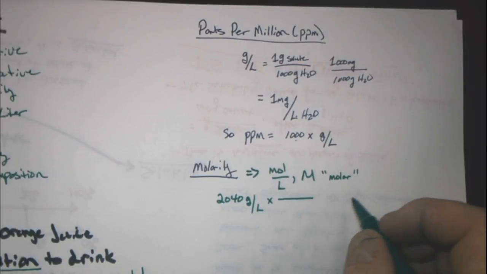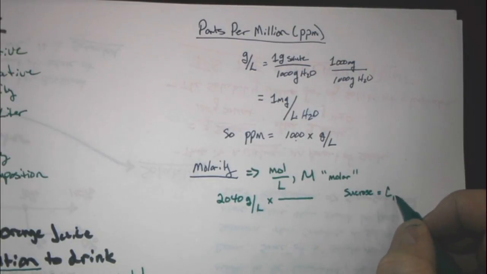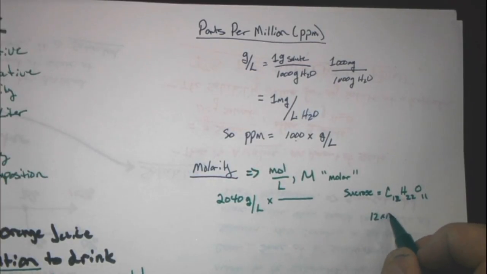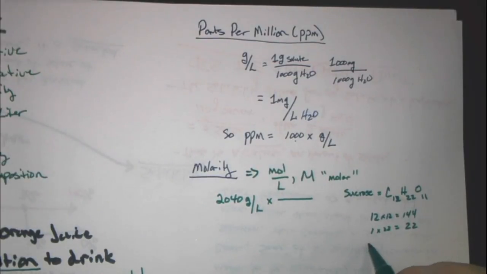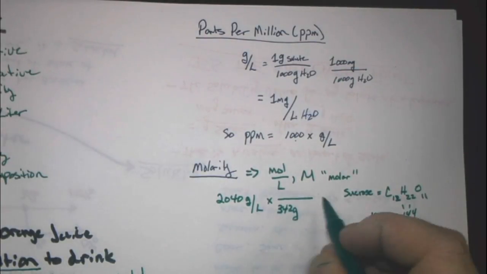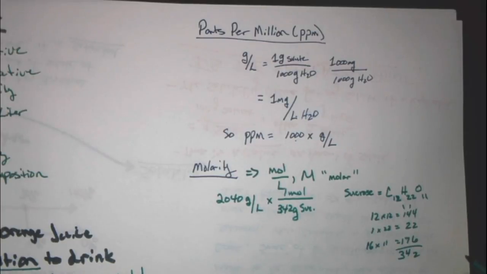And that's big, because sucrose is C12H22O11. Okay, so 12 times 12 equals 144. 1 times 22 equals 22. And 16 times 11 is 176. We add those up, we get 2, carry the 1, 9, 10, 14, carry the 1. 342 grams of sucrose equals 1 mole. Yeah? Yeah.